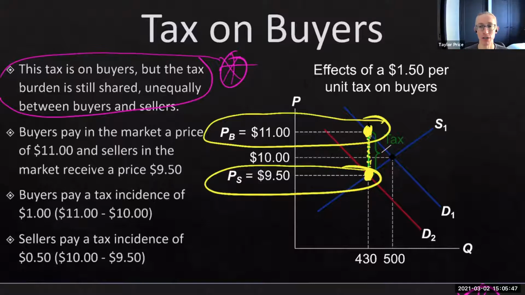But as far as a tax on buyers, does anyone have any other questions on this slide before we move on to the sellers piece?